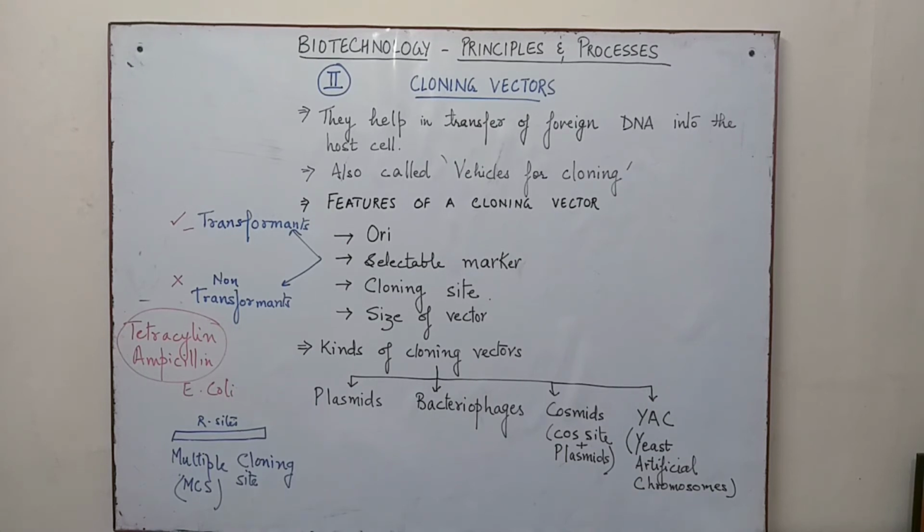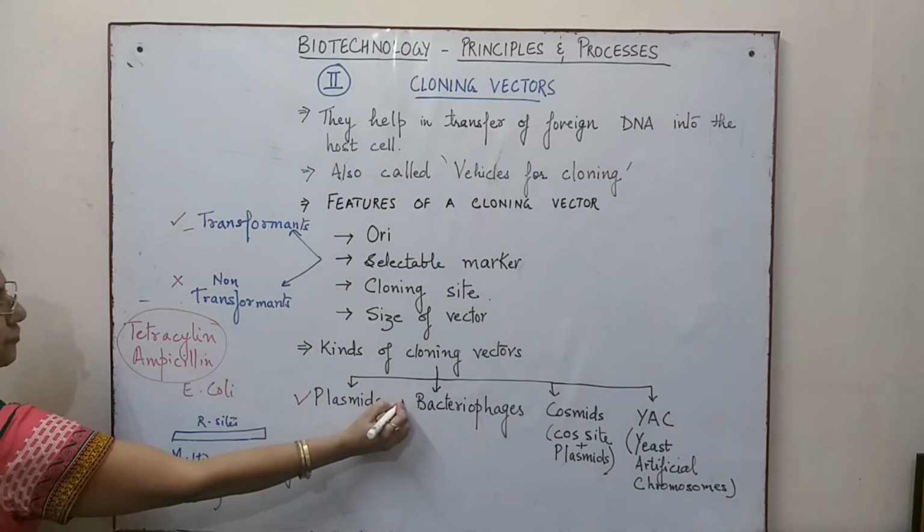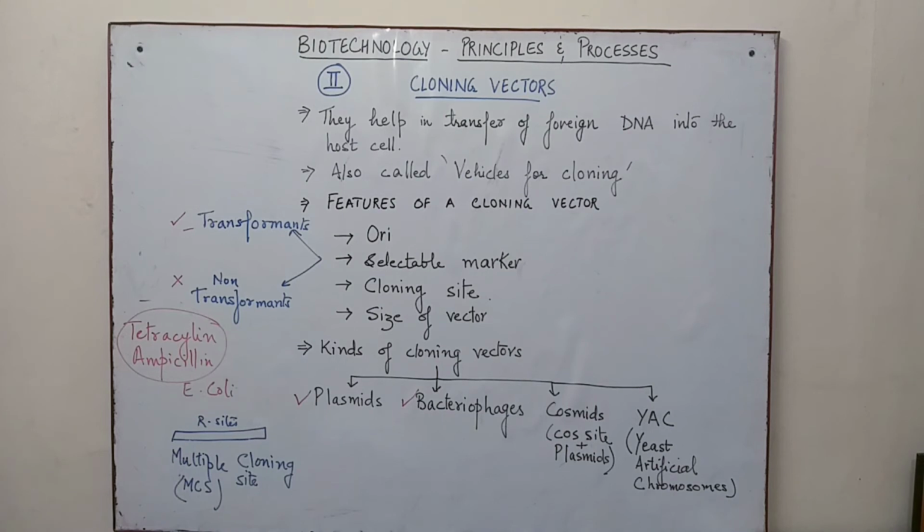Now when we look at the kinds of cloning vectors, normally these are the types of vectors which are used for the purpose of cloning. Out of these four, we have plasmids, bacteriophages, cosmids and YAC, that is yeast artificial chromosome. Out of these four, the plasmids and the bacteriophages are normally used for the process of cloning or this technology.